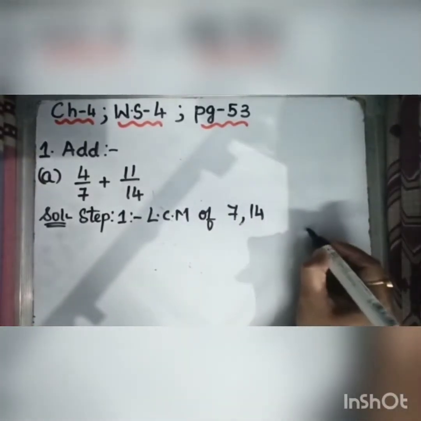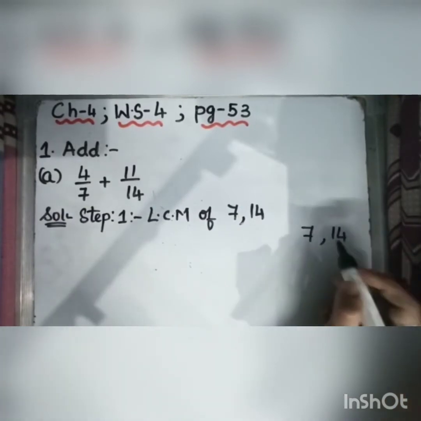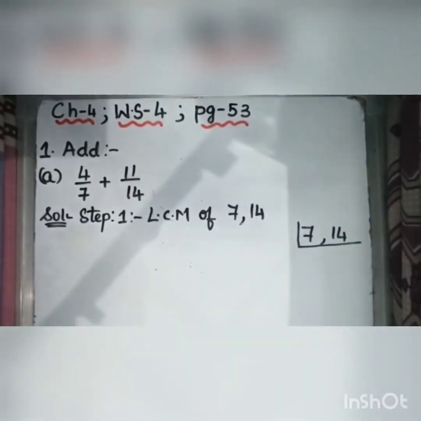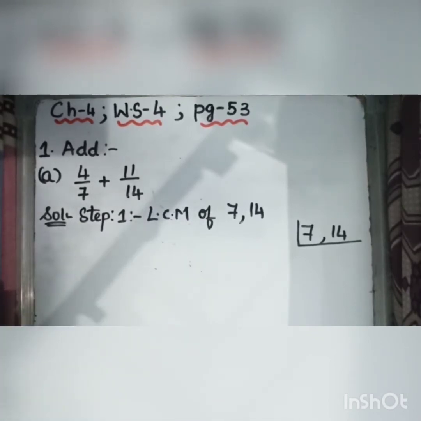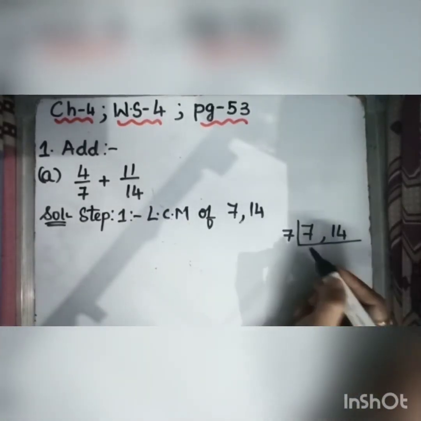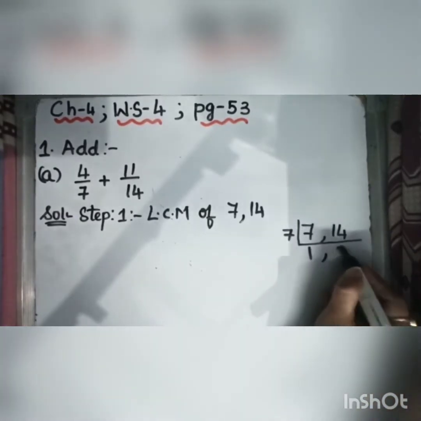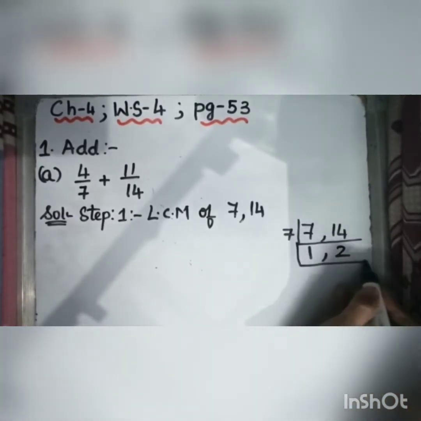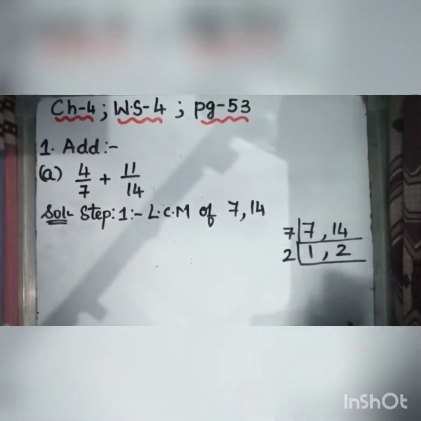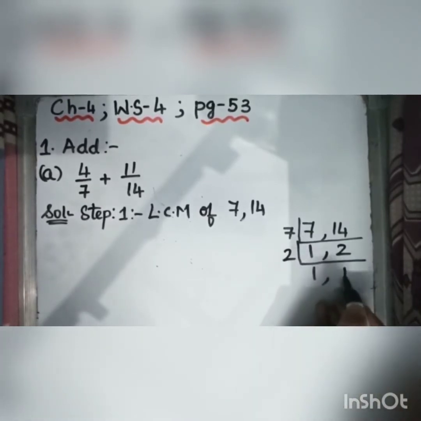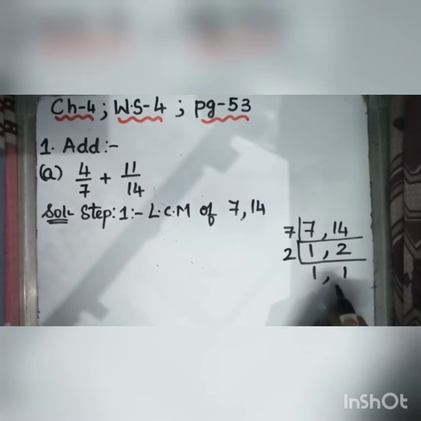In the rough column, write down 7 and 14 in a line. Start doing prime factorization. What are the prime numbers? 2, 3, 5, 7, etc. Now take the least prime factor that you can divide with. I take 7. 7 ones are 7, 7 twos are 14. You will do this until you get 1. I take 2. 1 as it is, 2 ones are 2. I have ones, so there is no more division.